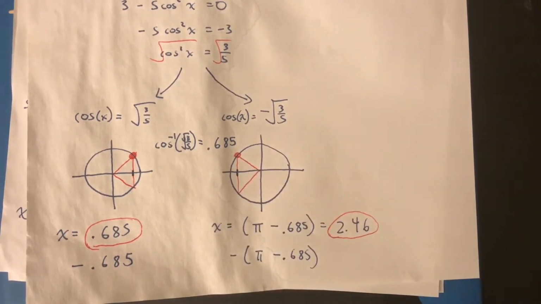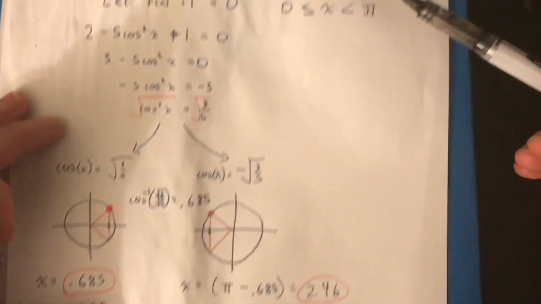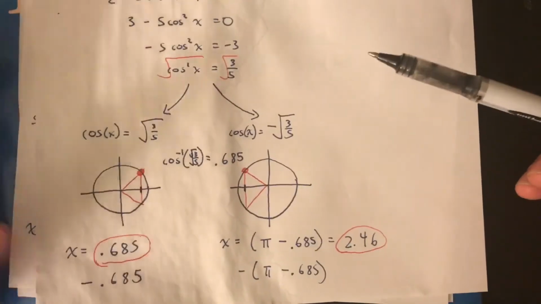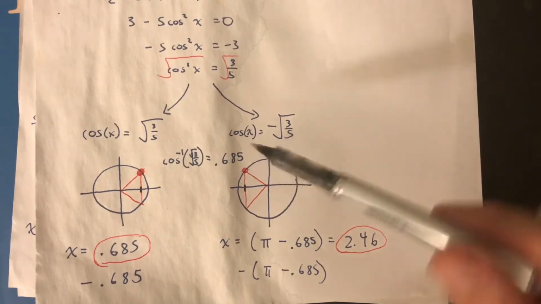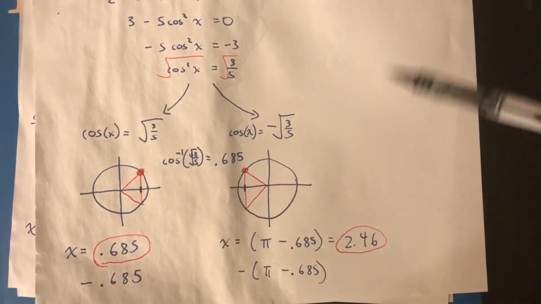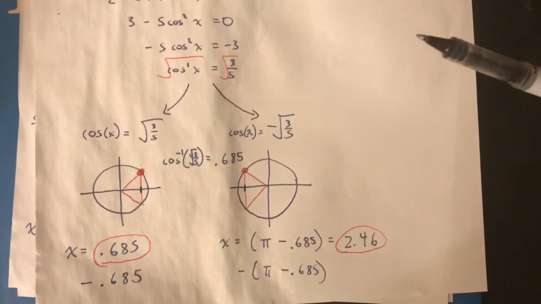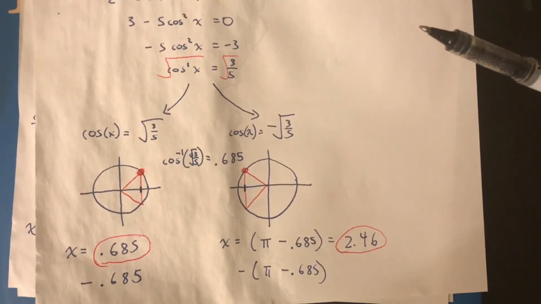Now, in the end, we don't want infinite answers here. We only want answers between 0 and pi, also known as between quadrant 1 and quadrant 2. So that's why we only take the top two triangles. We only take these two angles for our final answer.